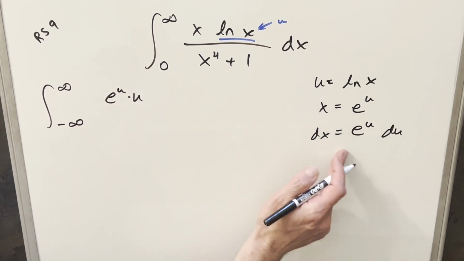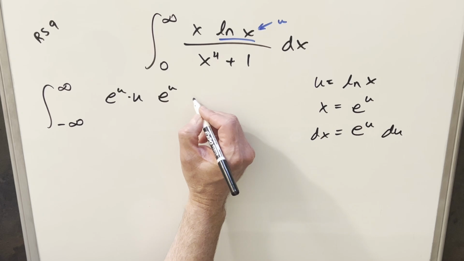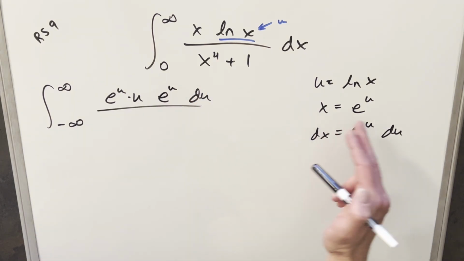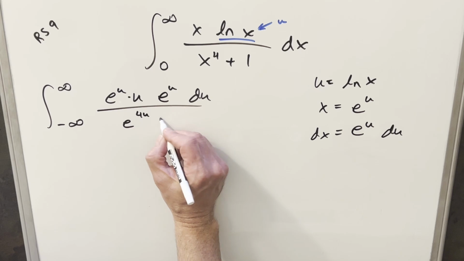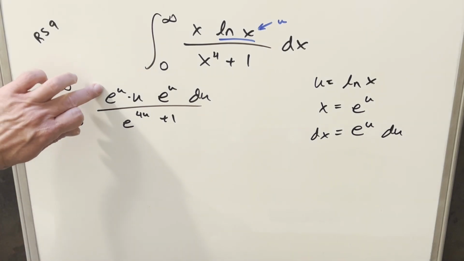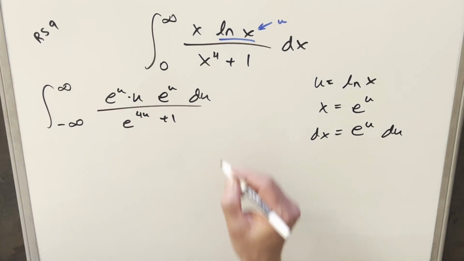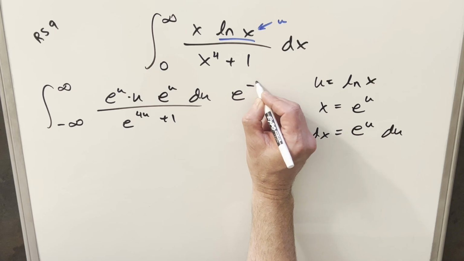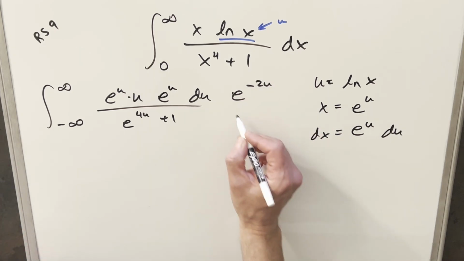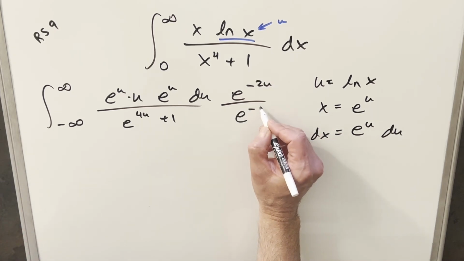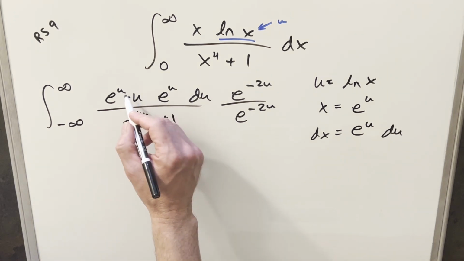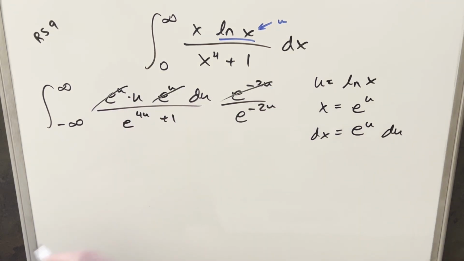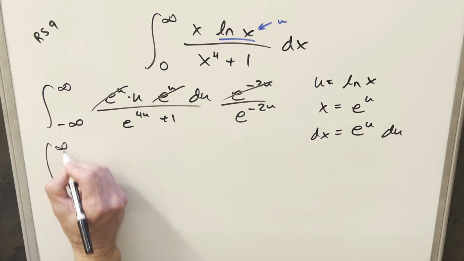Now for our dx, I'll write this as e to the u. Then for x to the fourth, we take e to the u to the fourth, and we can write this as e to the 4u, plus 1. And now of course we could multiply e to the u times e to the u, but actually I'm just going to clean that up, so I'm not going to worry about it. But in order to rearrange this, I'm going to multiply by 1, but I'll just multiply by e to the minus 2u over e to the minus 2u. So when I do that, that's going to cancel out with this and this here. And then we'll just rewrite this and see what we have.